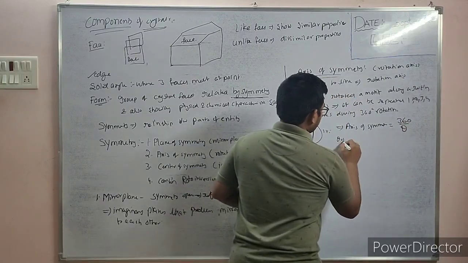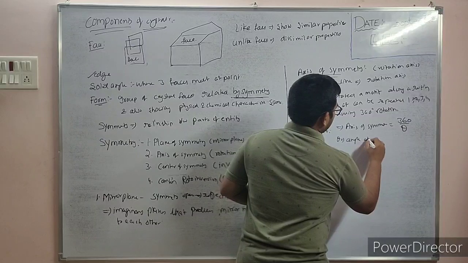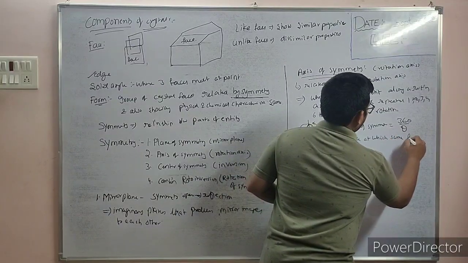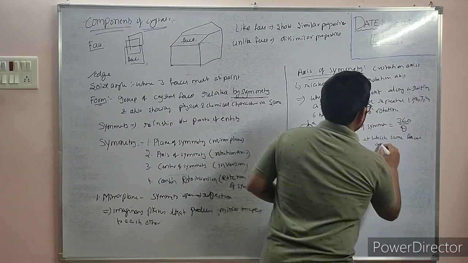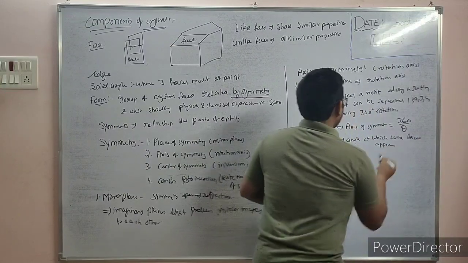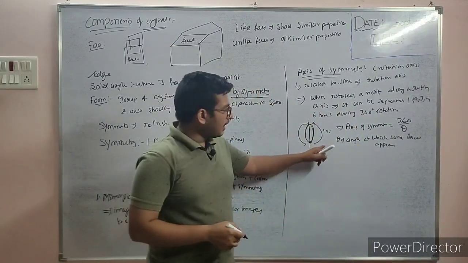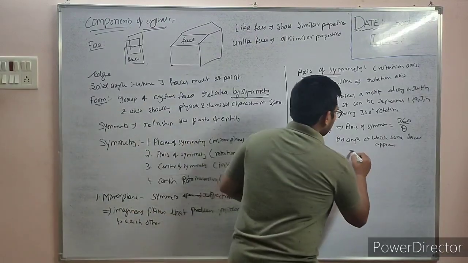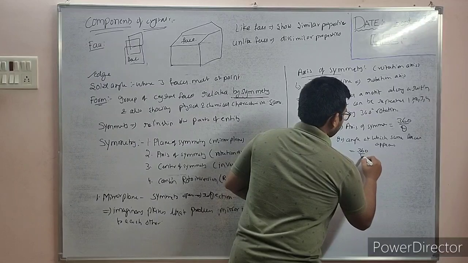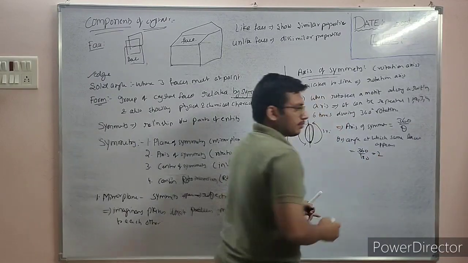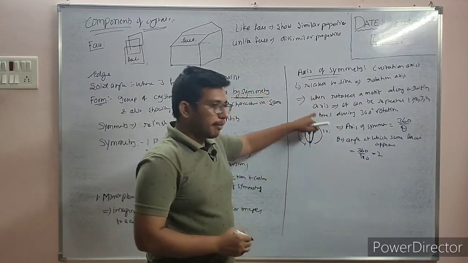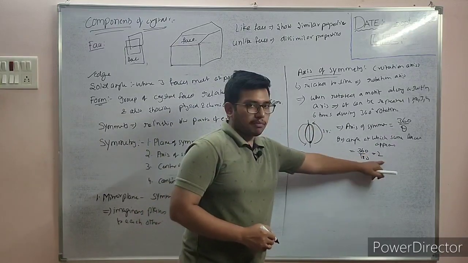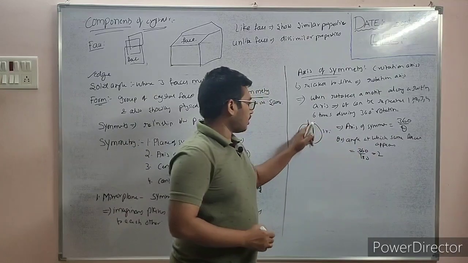Theta is the angle at which the same face appears. In this case, after rotating 180 degrees, we are getting the same face. So if you put the value 360 upon 180, you will get 2, which means during the complete 360 degrees of rotation, you are getting the same face two times, first one and second one.